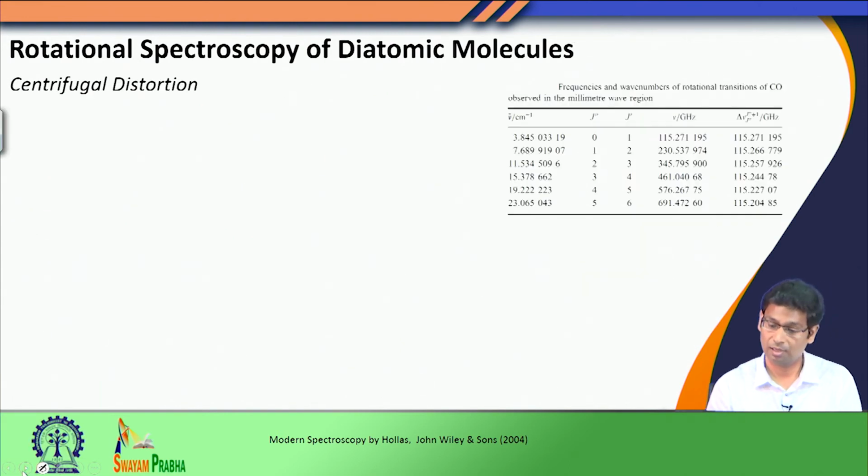We would now look at some more information about the carbon monoxide molecule. Here, J double prime is the initial state and J prime is the final state. So, the 0 to 1 transition occurs at 115 gigahertz frequency. Gigahertz is another unit in which we normally express rotational lines. We can alternatively see this as nu bar in centimeter inverse. Let us look at this column: 0 to 1 occurs at 115, 1 to 2 at 230, 2 to 3 at 345.